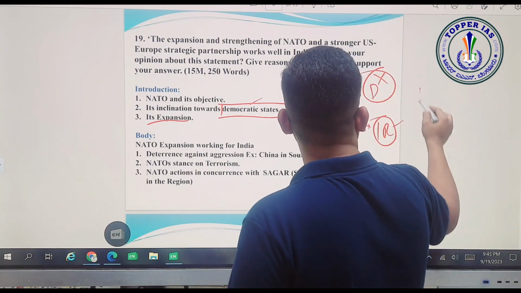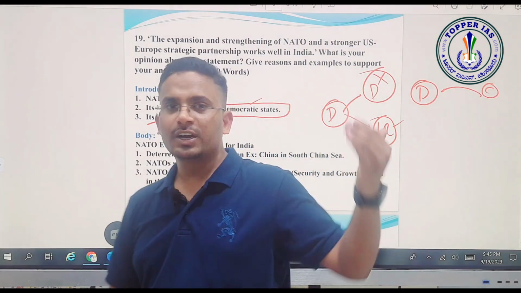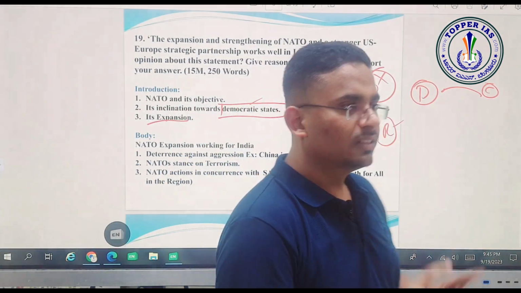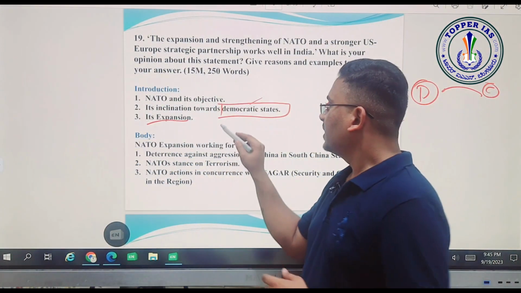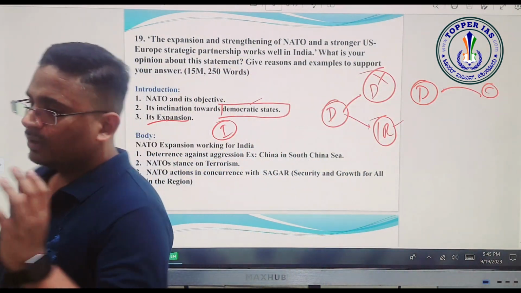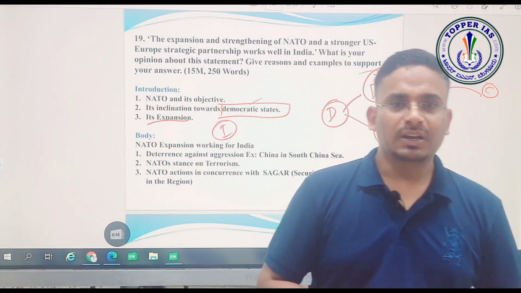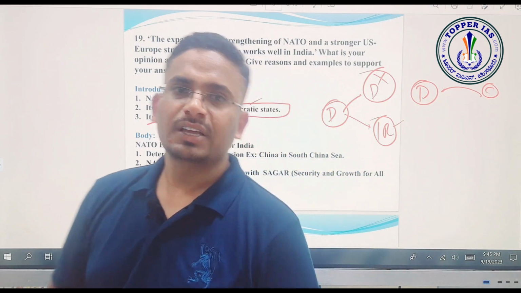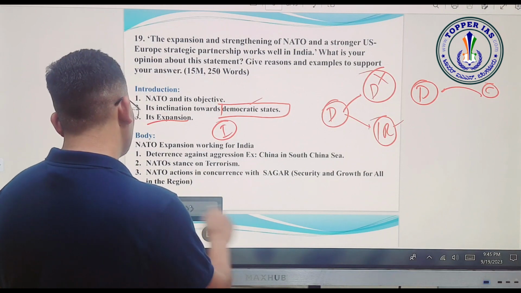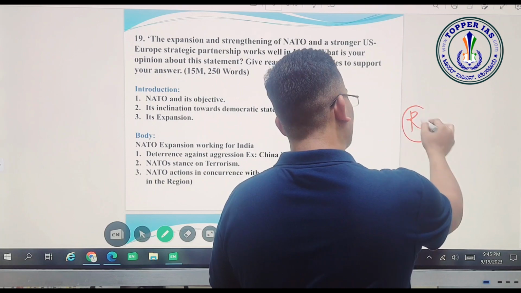For example, India is a democratic state. If any communist country attacks India, don't you think NATO will come and help us? If NATO is well expanded in the region of communist countries, don't you think India is going to be on a safer side when it comes to war? That the expansion of NATO will help India 100% may not be right, but to a larger extent it will, because one communist or socialist country is also a friend of India, that is Russia. You have to bring that factor also.